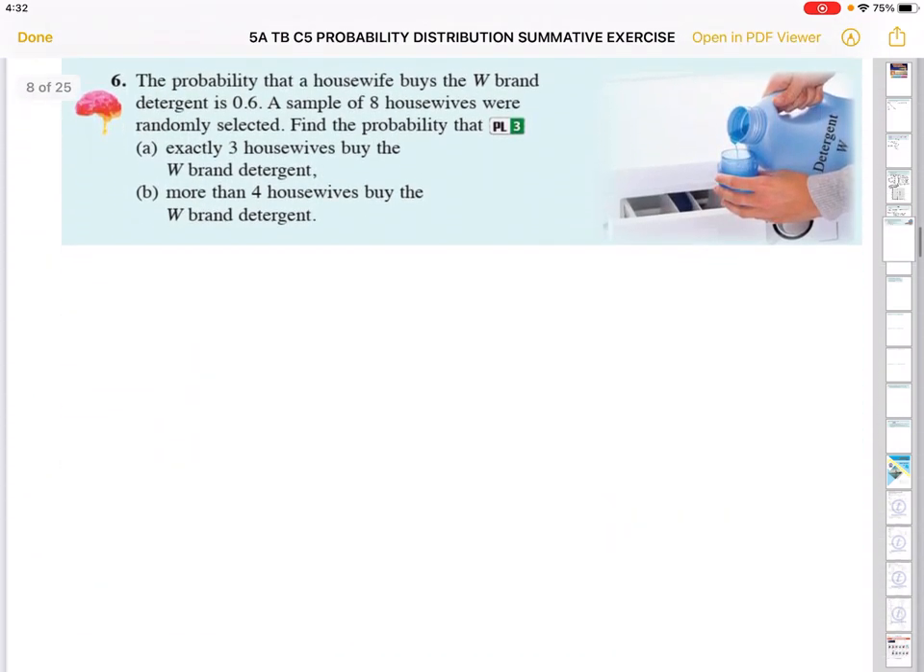Okay, the probability that a housewife buys the W brand detergent is 0.6. So that means my X is a binomial distribution. All right, a sample of 8 housewives. That means my N is 8, right? My probability of success 0.6. Now again, if you don't want to write this, it's okay. I just reference that. If you want to write N equals to 8, P equals 0.6, it's okay. It's the same thing, right?